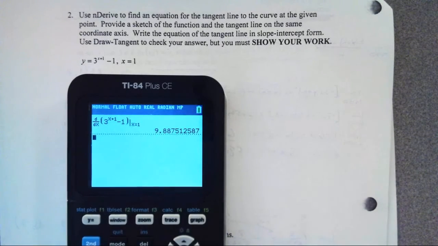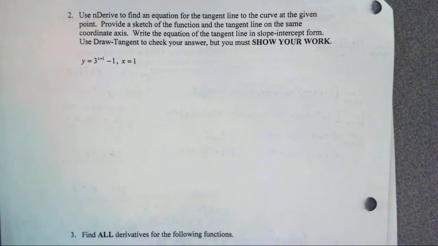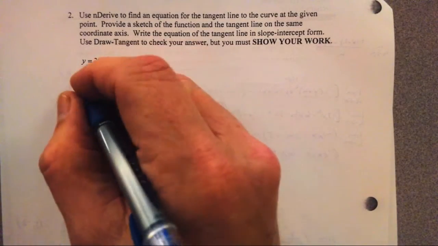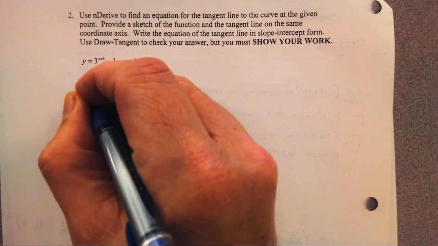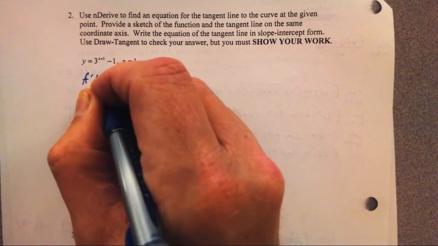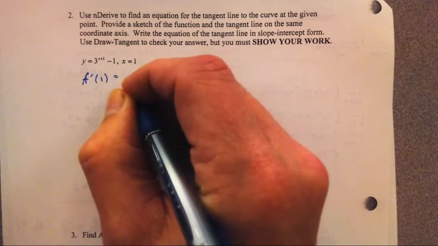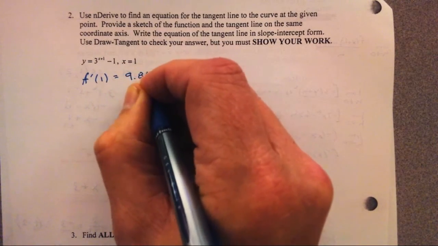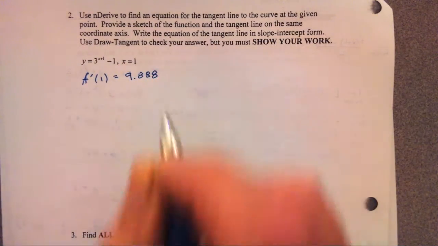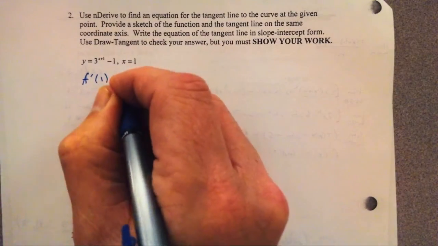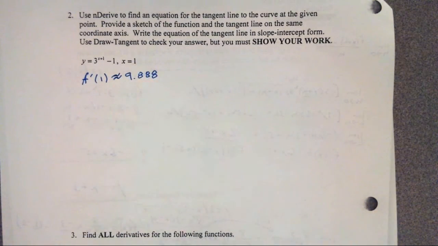And I get this. On the AP test, unless you're told otherwise, you are to round to 3 decimal places. They actually, I believe, say you can truncate as well, but we're going to get in the habit of rounding. 9.888. So if I call it f prime of 1, it is 9.888. Not exactly that, but very close to that. Maybe I should say just about equal to.